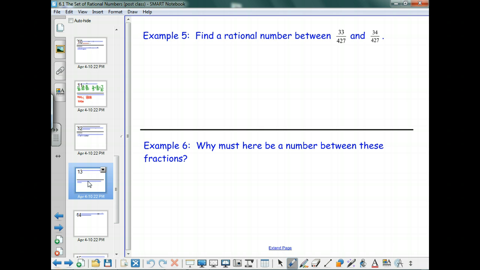We're going to do an example. We have the number 33 over 427 and 34 over 427, and there isn't any space. It's on the same denominator. There isn't any space between those two numerators, right? So this is definitely one of those that's eligible for being able to fix in this other way, use this other theorem. So what am I going to do to find a rational number between these?